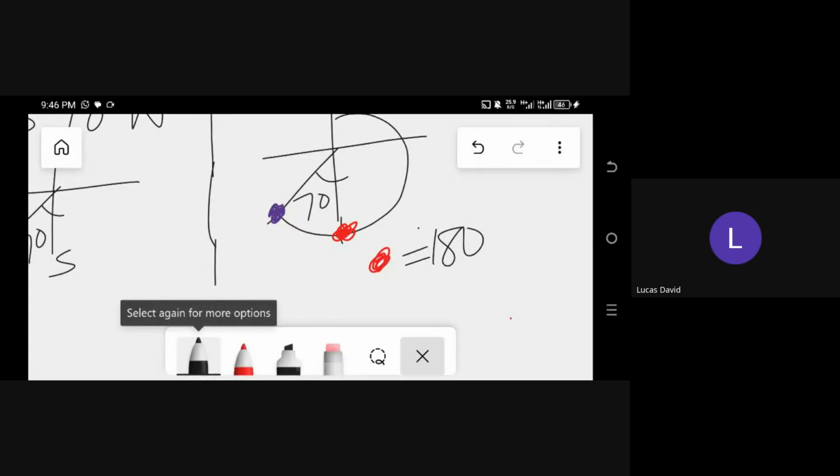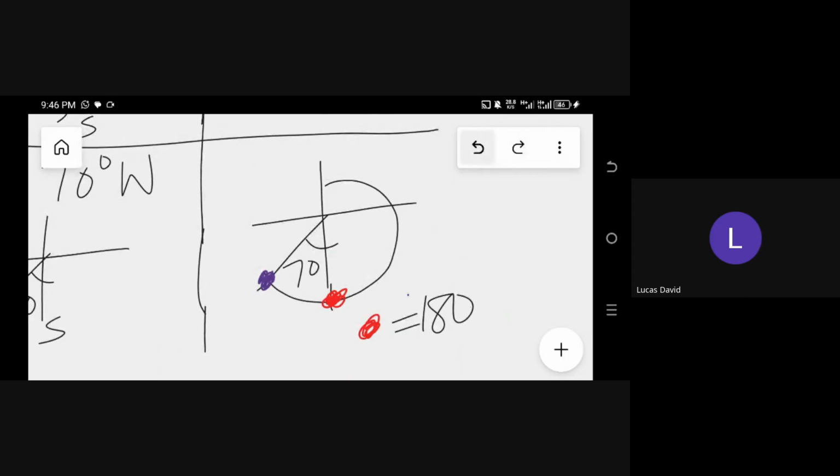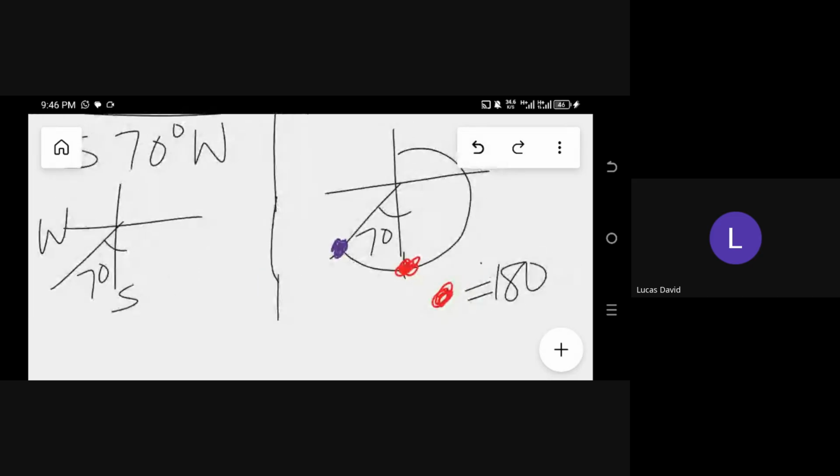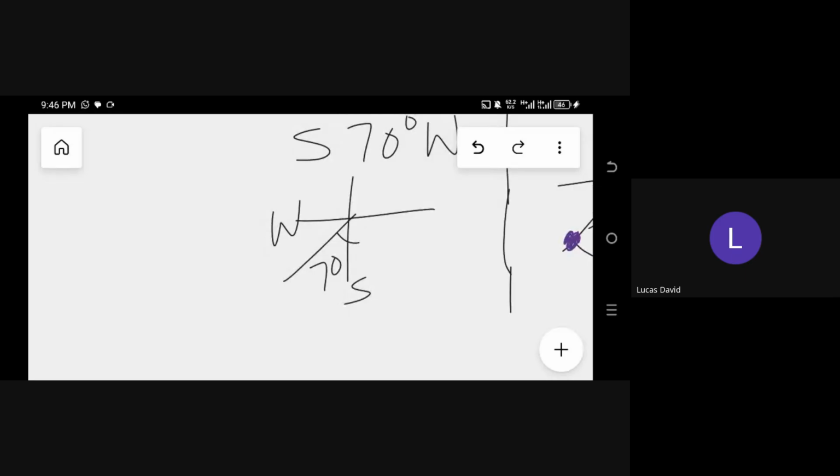And you can see that the line went past red. From the north down to red is 180, but the line continues to go until it got to purple. And from the red to purple is only 70. You can see it here. From red to purple is 70.